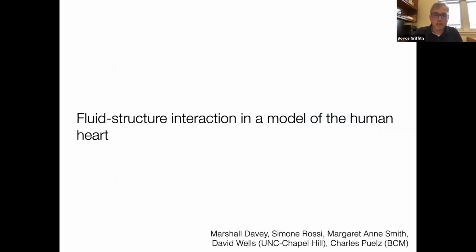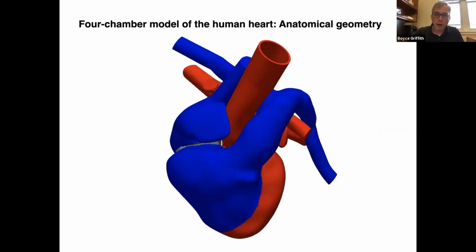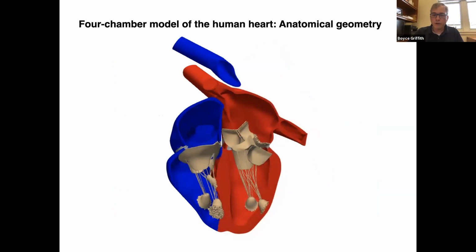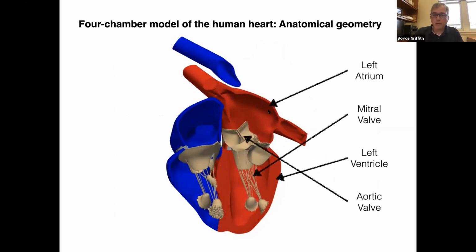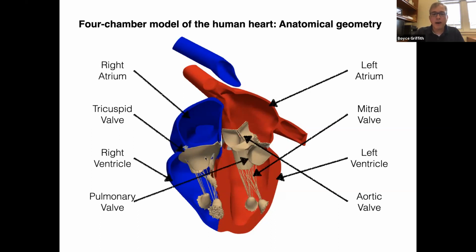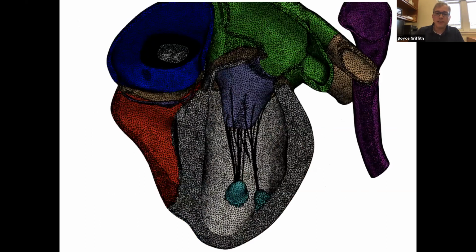I do want to quickly show some results of a fluid structure interaction model of the human heart. We've been working for several years now on a whole heart model. This model includes descriptions of all the major features of the heart, the 4 chambers, the 4 cardiac valves. It has representations of at least the initial parts of the great vessels. At this point, we're using a model that uses a fully conformal structural mesh for all of the structural components.